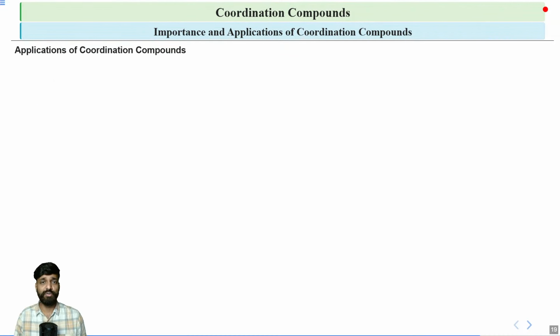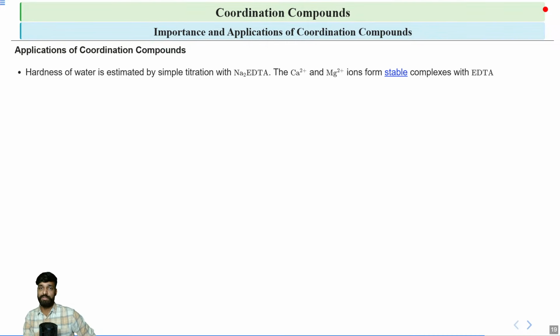Now, we will move on to the application of coordination compounds. So, what is the application? First, it is generally seen that with the presence of calcium 2 plus and magnesium 2 plus, there is hardness of water, due to which it is difficult to use it for daily purposes. Now, how do we remove it? It's very simple. We do the titration of the water with Na2EDTA. Since the charge is higher in the case of calcium, rather than chelating with sodium, EDTA chelates with calcium because that is a stable complex.